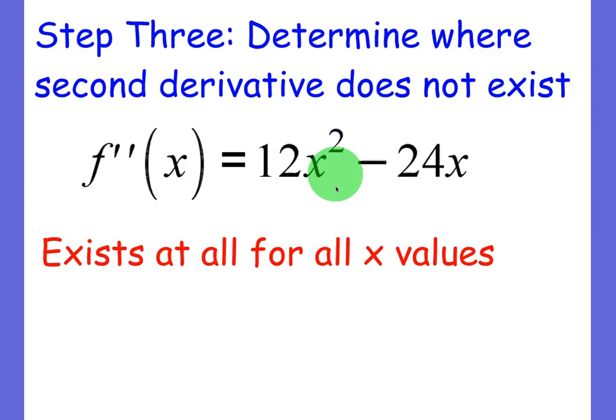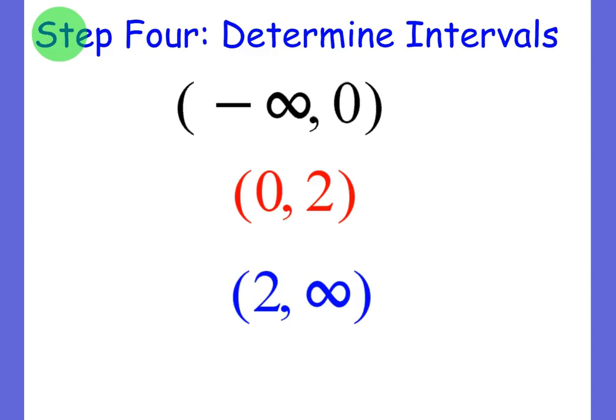Now, in this case, the second derivative is a polynomial, so it exists everywhere. But let's say you had a fraction for the second derivative. You would want to set the bottom equal to 0 and solve for x to see where the second derivative doesn't exist, because that could also be an inflection point, which of course is where it changes concavity. We'll talk about inflection in the upcoming lesson.